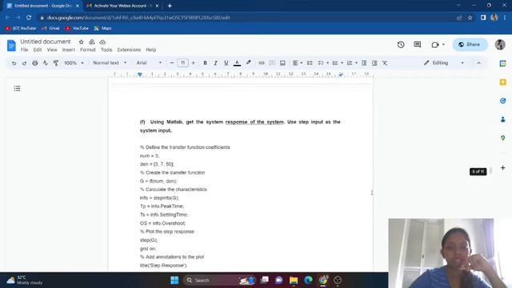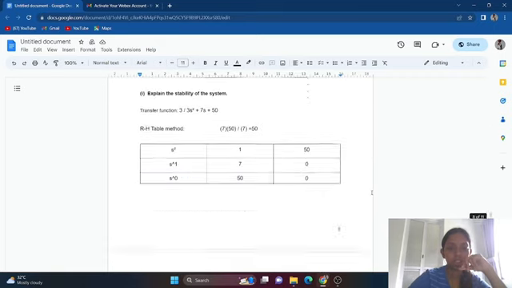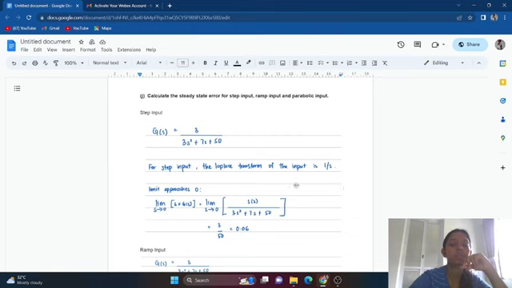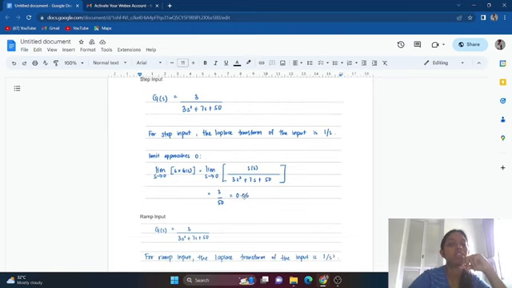Next I'll explain about the calculation of steady state error for step input, ramp input, and parabolic input. This is the transfer function of this whole process. For step input, the Laplace transform of the input is 1 over s. So if the limit approaches 0, the answer will be 3 over 50, which is 0.06.